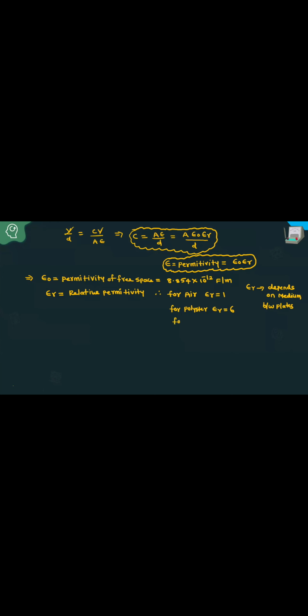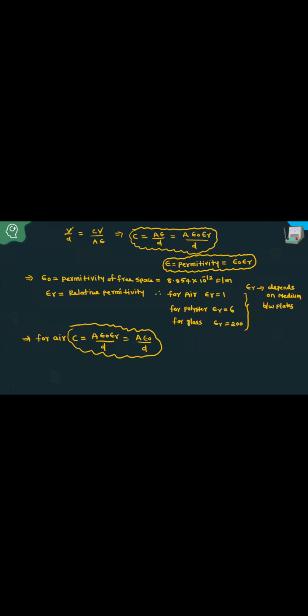If glass is the dielectric, then what is the epsilon r value? The epsilon r is nearly equal to 200. It is based on the type of material we are using between the plates, the dielectric medium, that the epsilon r value changes. For air, what is the capacitance? C equal to A epsilon naught into epsilon r by d. Then epsilon r equal to 1, you substitute, then A into epsilon naught by d. This is the calculation of capacitance that you have to consider. Clear, students? These calculations are very important.